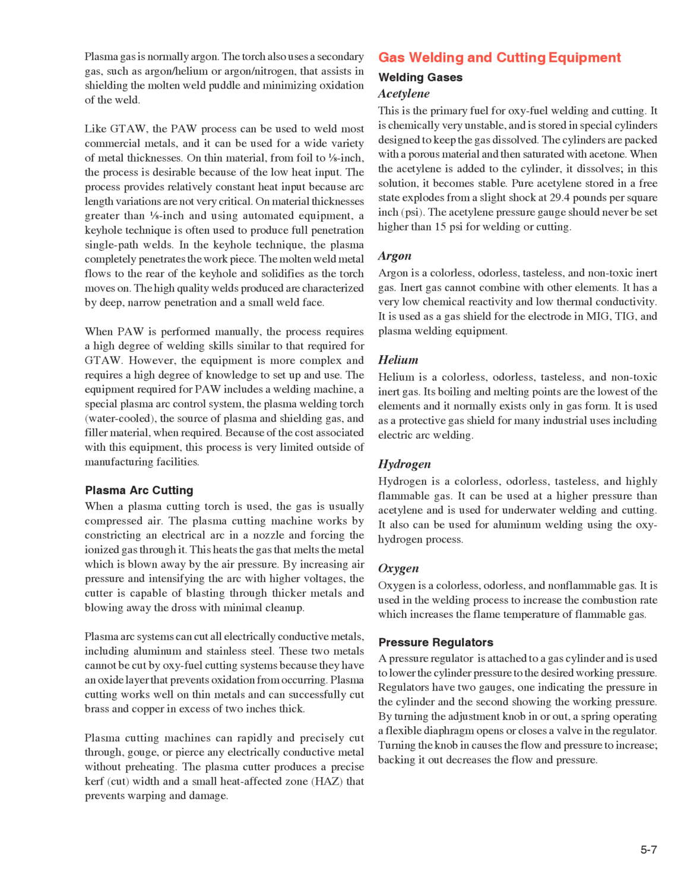Gas welding and cutting equipment. Welding gas is acetylene. This is the primary fuel for oxy-fuel welding and cutting. It is chemically very unstable, and is stored in special cylinders designed to keep the gas dissolved. The cylinders are packed with a porous material and then saturated with acetone. When the acetylene is added to the cylinder, it dissolves. In this solution, it becomes stable.